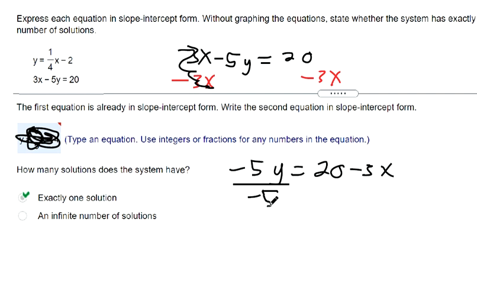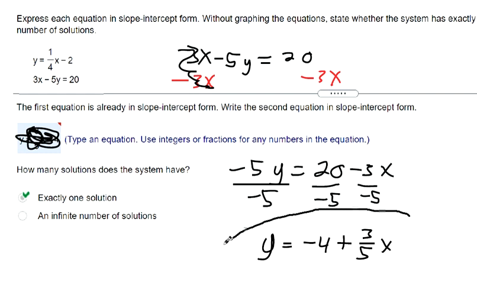I'm going to divide negative 5 from every number because that's a balanced step. And dividing is the opposite of multiplying. So if I do that, 20 divided by negative 5 makes negative 4. And negative 3 divided by negative 5, that's a negative divided by a negative. That's going to be a positive 3/5. So there is our solution. You could type it in like this, y equals negative 4 plus 3/5 x, or you could type it in like this. They both are equivalent to each other.